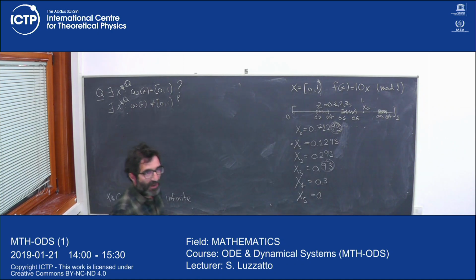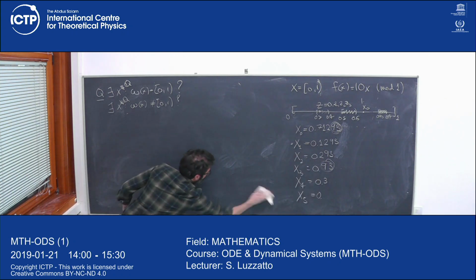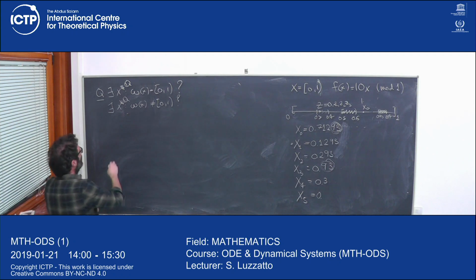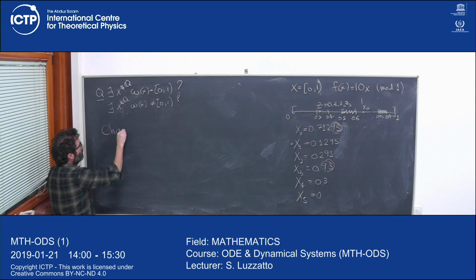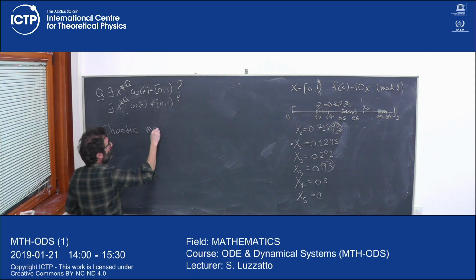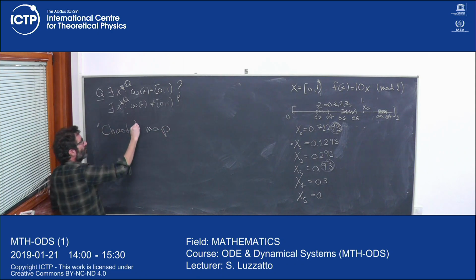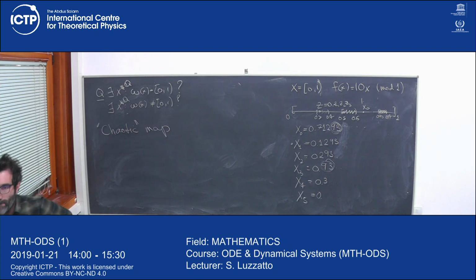So one final comment about this map is that this is an example of a chaotic map. Why is it an example of a chaotic map? Because if you move a little bit from a fixed point, for instance, you can get something which is not close.